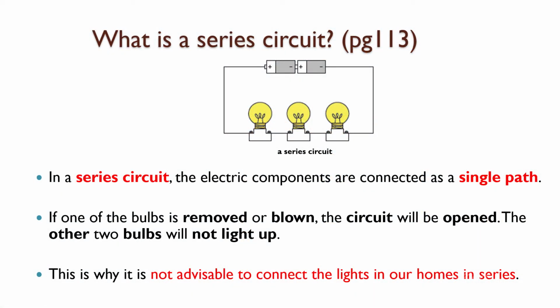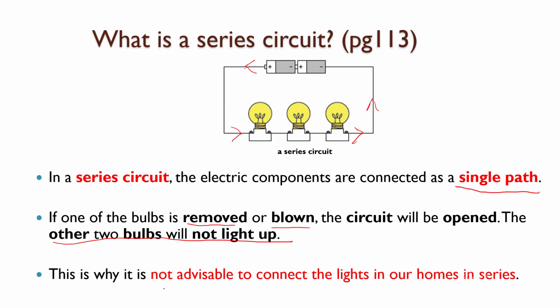Now that you have seen the demonstration of series circuit and parallel circuit, it is time to copy down some notes. So as mentioned, in a series circuit, the electrical components are connected in a single path. So single path like this, and when the current is flowing through, it flows like that. You can see that there's only one single path. And the problem with this is if one of the light bulbs is removed or blown, the other light bulb will not be able to light up.